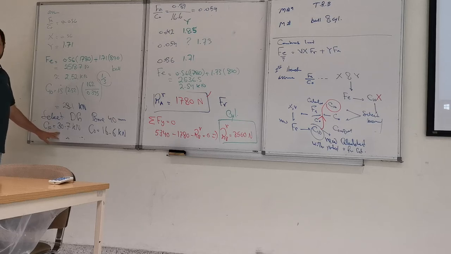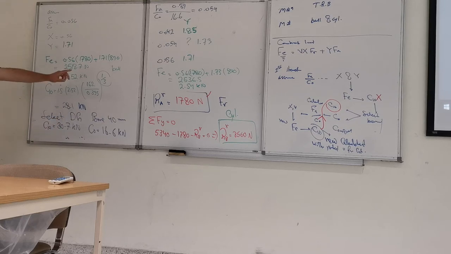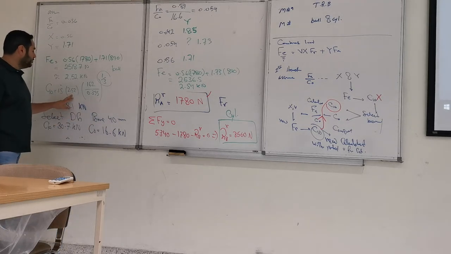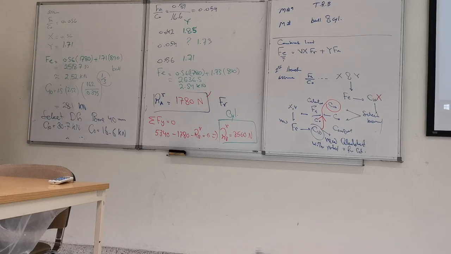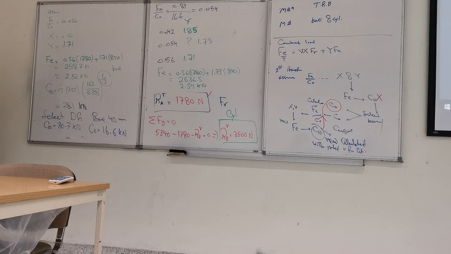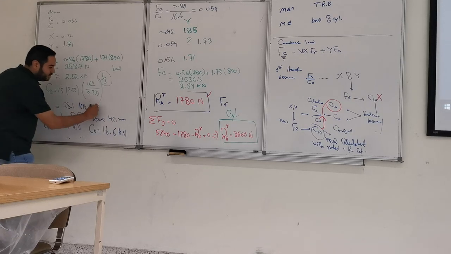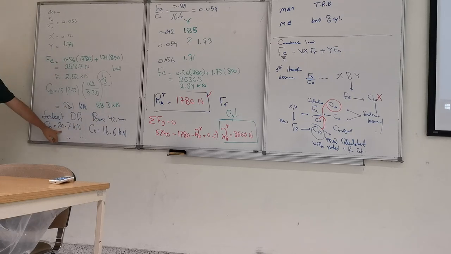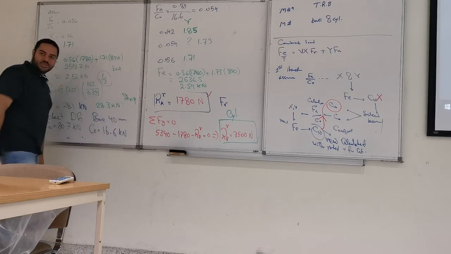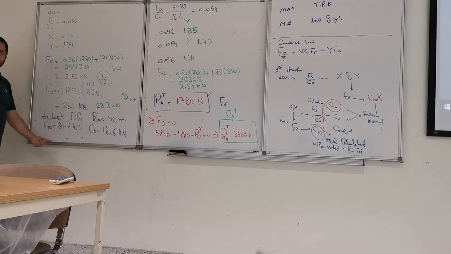So 2.54 divided by 2.52 times 28.1 gives 28.3 kilonewton. Still smaller than 30.7. So we stop the iteration. What is your final selection? Deep groove ball bearing with a bore of 40 millimeter, and this is the rated load.